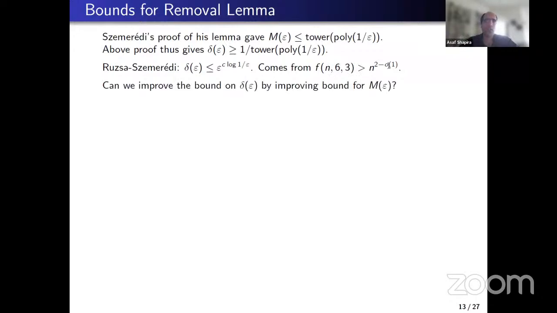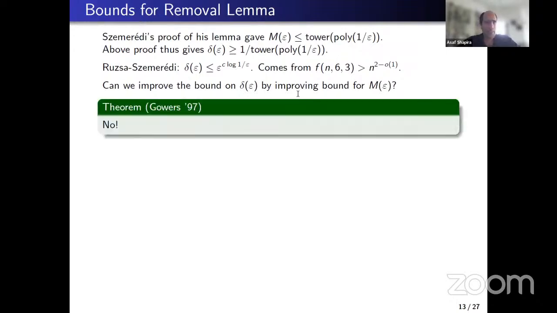So of course, at this point, one can ask, can we improve the bounds for delta of epsilon, meaning the bounds for the removal lemma, simply by improving the bounds for the regularity lemma, because we know that they are connected. But amazingly, Gowers proved that this is not the case, meaning that m of epsilon, the bounds for the regularity lemma, indeed grow like a tower of height polynomial in 1 over epsilon.